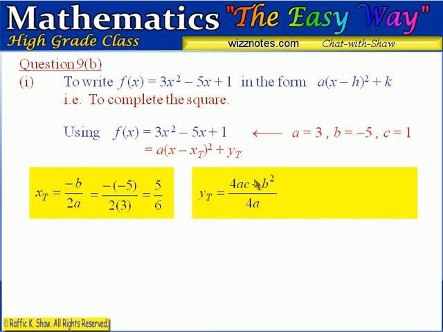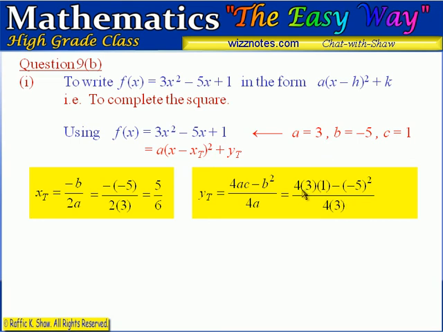And then if we put the values for a, b, and c from here in this calculation for yt, it works out to be 4, that's this 4, ac, a is 3, and c is 1. So 4ac here is 4 times 3 times 1 minus, this minus is not squaring, but we are squaring b. And so it's minus b squared, which is (-5) squared. So remember, this minus is not squaring, but we are squaring the negative inside the bracket here. And we are dividing by 4a, 4 times a, where a is 3.